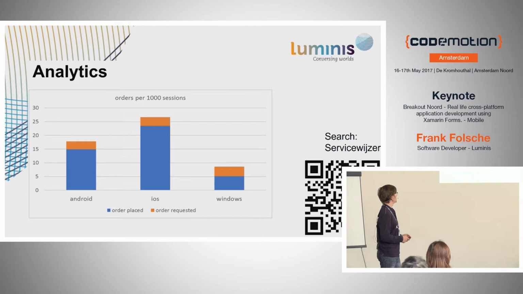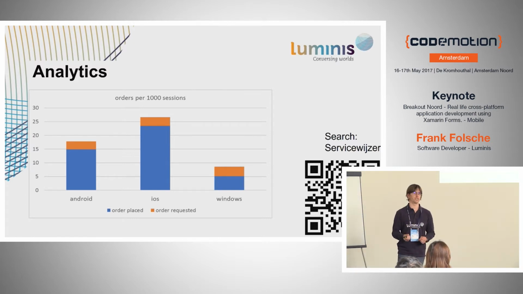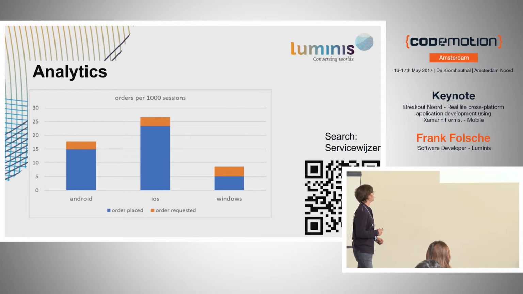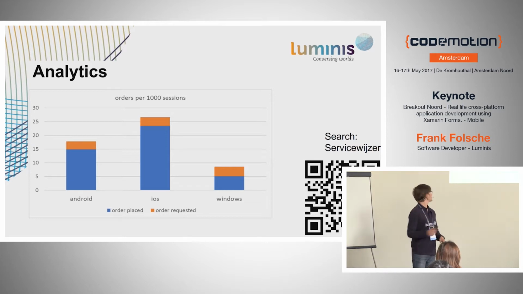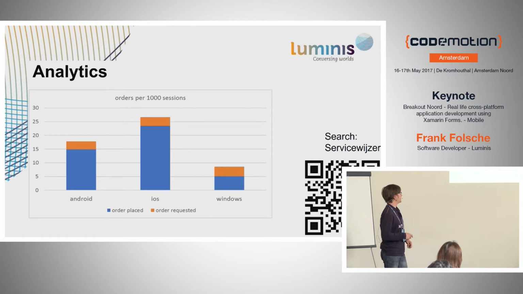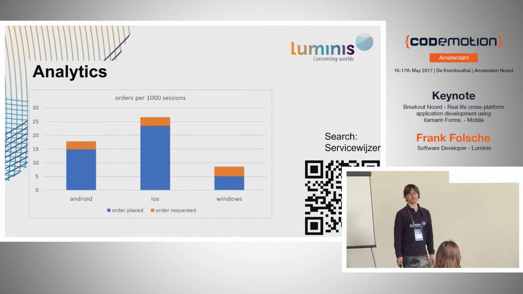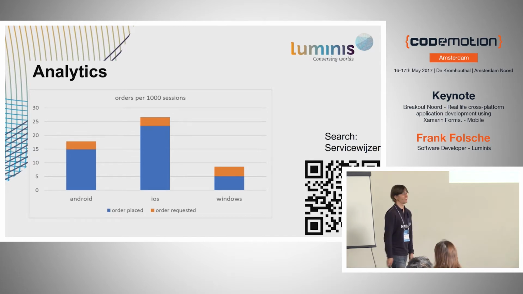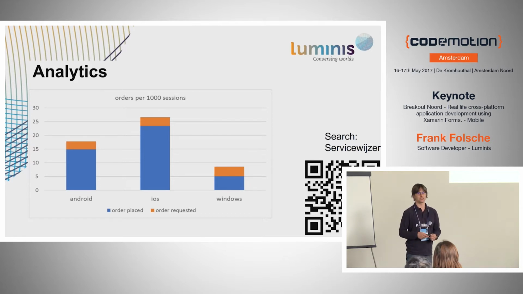An even more interesting thing is that here we have the orders per 1,000 sessions. So we can see for every 1,000 sessions, an iOS user will do about 25 orders, but an Android user about 17, I guess. So for some reason, iOS users on our app are more likely to buy stuff than our Android users. I think Windows is not really representative at this point because it has such a small user base, but something for our data analysts to find out why iOS users are more likely to buy stuff. But maybe this will decide for us to target iOS more or put more effort in our iOS application.